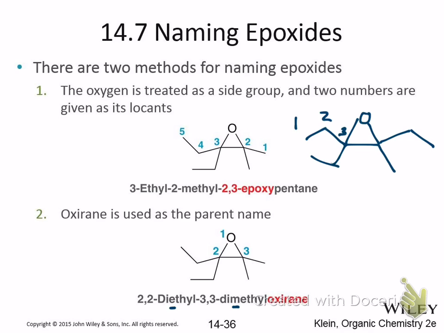Does the epoxide need to be on the parent chain? Yeah, so it's on the parent chain. If there's a longer chain and it's not on the parent chain, then it becomes a substituent on a substituent. So you have to name the substituent with the epoxy functional group on it.